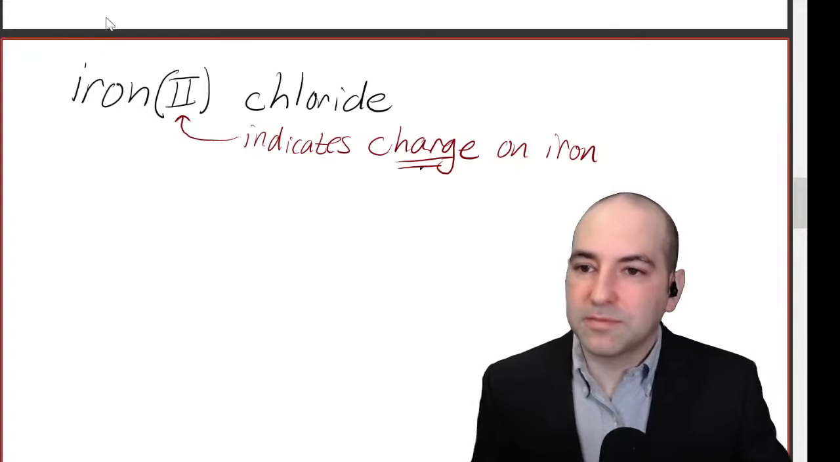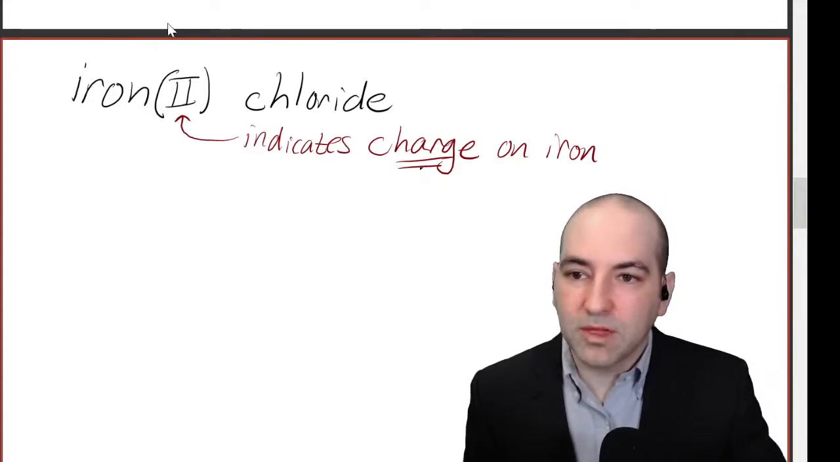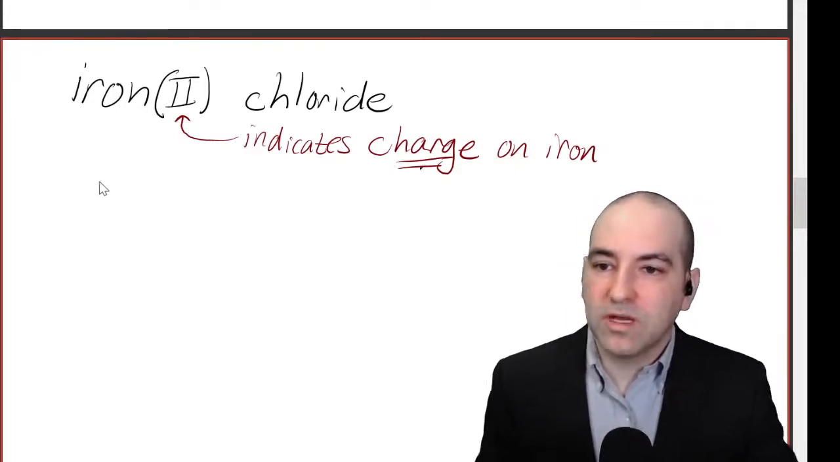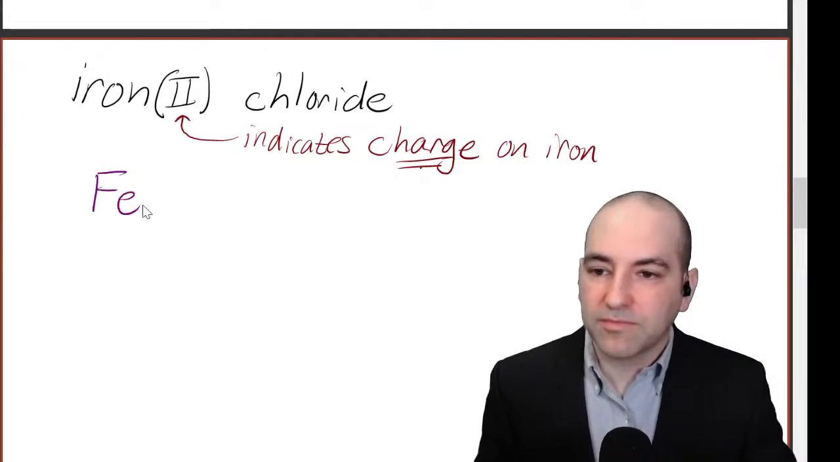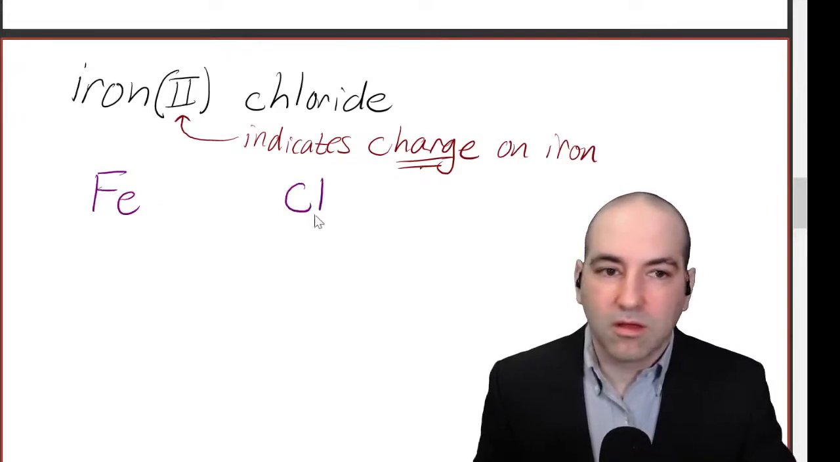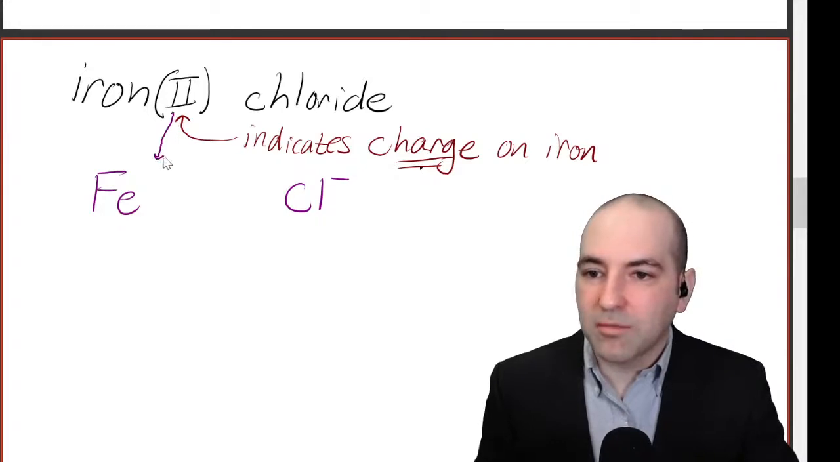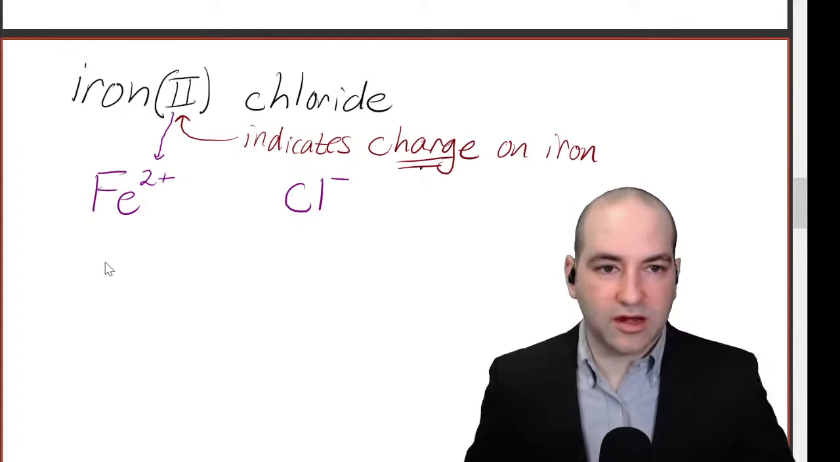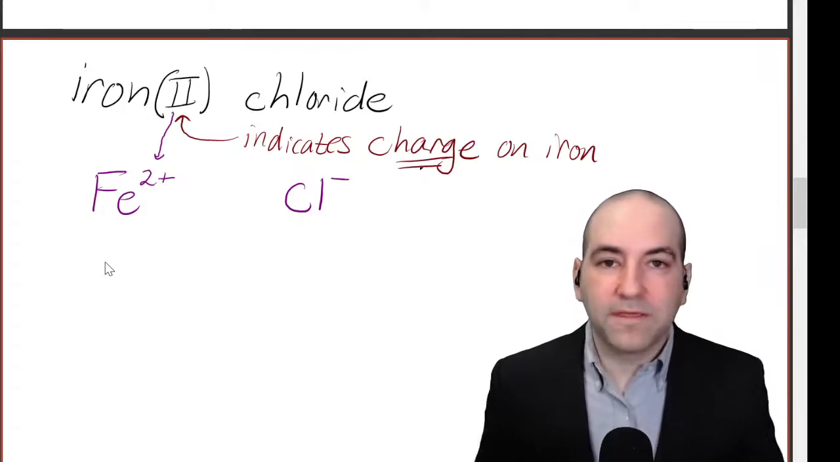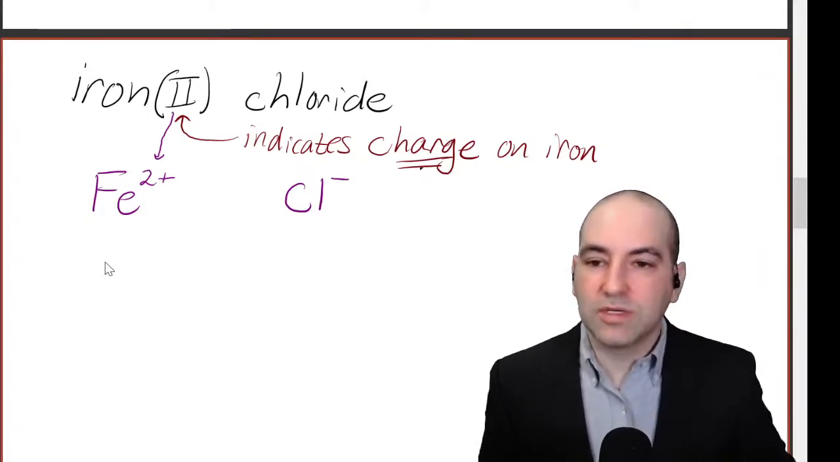So the rest of the steps in the process of finding this formula are the same. We need to write down our symbols, and we need to put in our charges. Chloride is -1, that we get from the periodic table. But iron's charge we get from that number. So we're going to write 2+ there. That's the charge on iron. And now we put the compound together just as we did before.